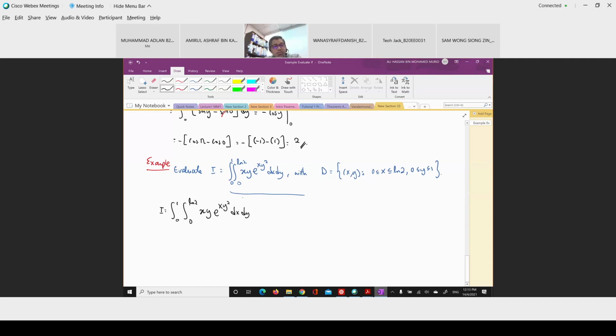If we attempt to evaluate this integral using the given order dx dy, what technique is required? Integration by parts again, you see? You will need integration by parts. So, what if we change the order?